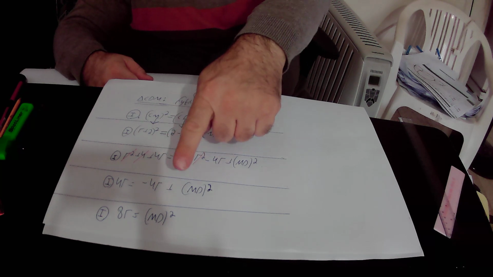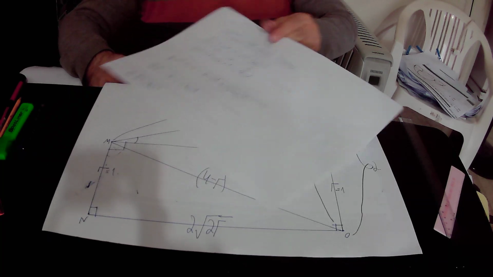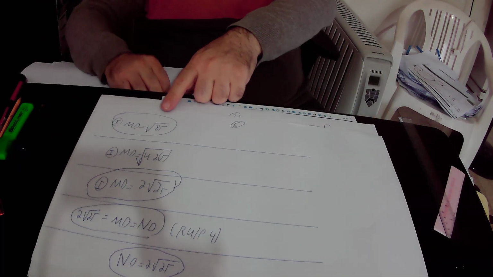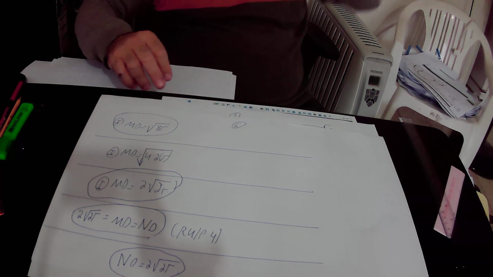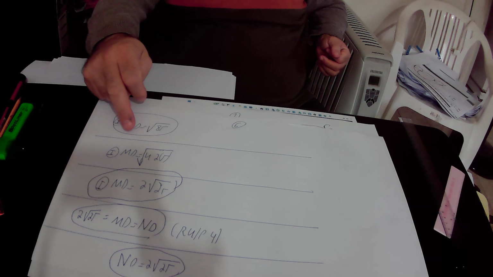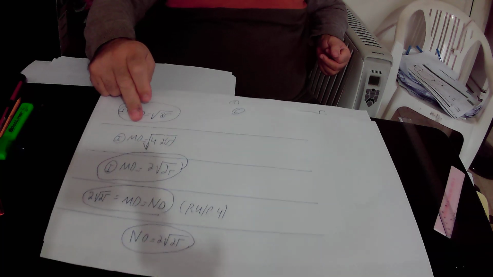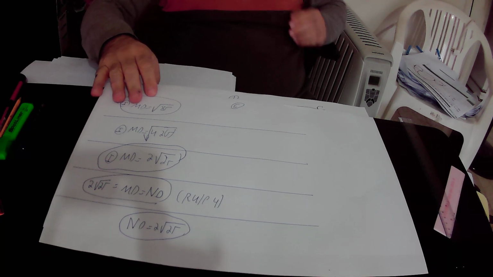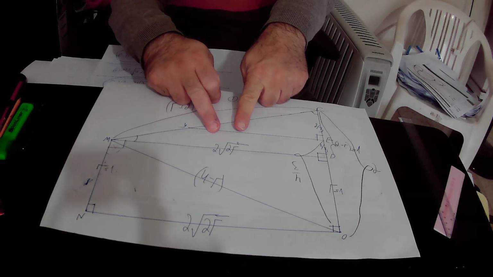So here we took a root of this equation, and we got that MD equals the square root of 8R. 8 is 4 times 2, so we rewrote it, and we got that MD equals the square root of 4 times 2R. The square root of 4 is 2, so MD equals 2 times the square root of 2R. So we found that MD equals 2 times the square root of 2R.